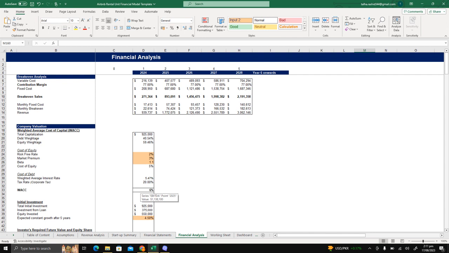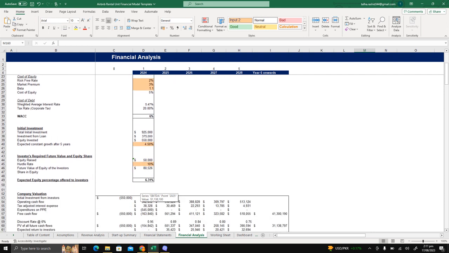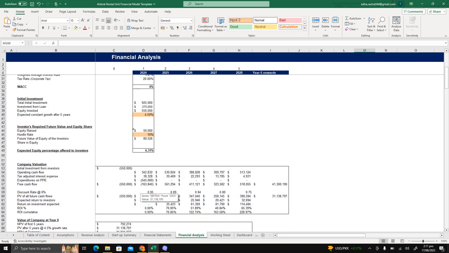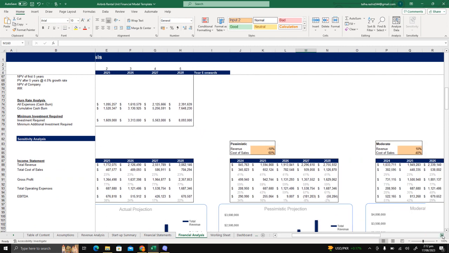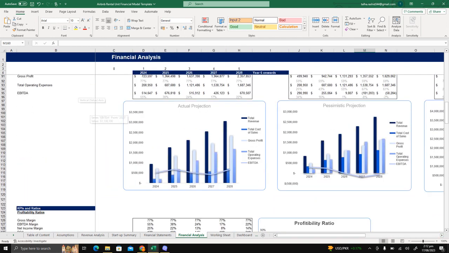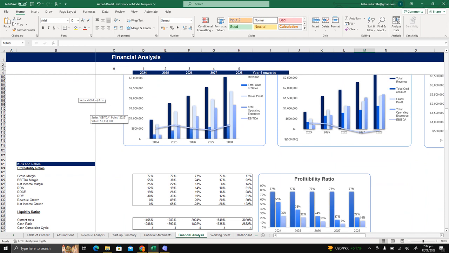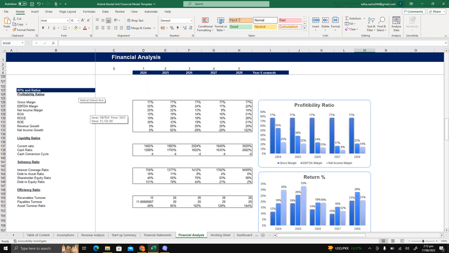Over here, you can see the financial analysis includes the break-even analysis and company valuation, which tells you about the WACC and expected equity percentage offered to investors. Then comes the sensitivity analysis, which tells you about four different scenarios: actual, pessimistic, moderate, and optimistic. Then comes the KPIs and ratios. KPIs and ratios tell you about the profitability ratio, liquidity ratio, solvency ratio, efficiency ratio, as well as show them in graphical context.